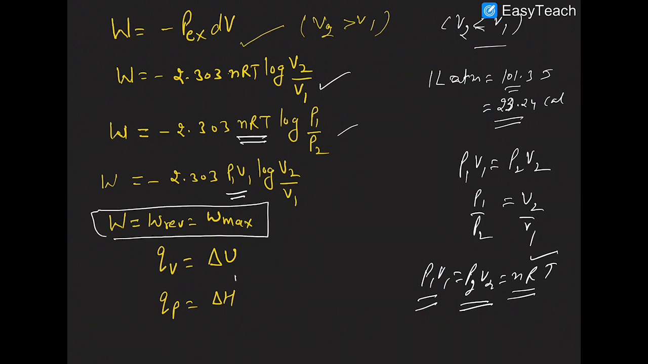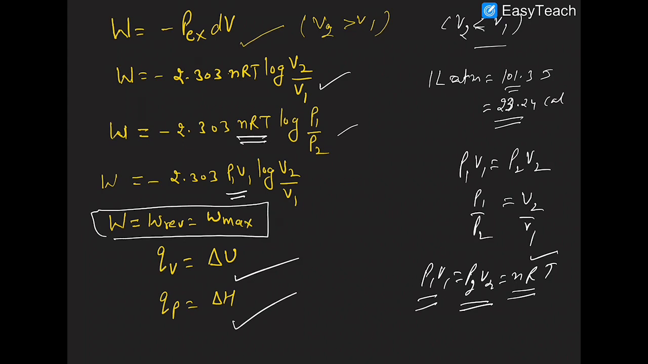Okay, heat available at constant volume is delta U, while heat available at constant pressure is delta H. So you have to make sure that you follow this pattern very well. Heat available at constant pressure is delta H, that is called enthalpy. We will discuss this later on in detail.